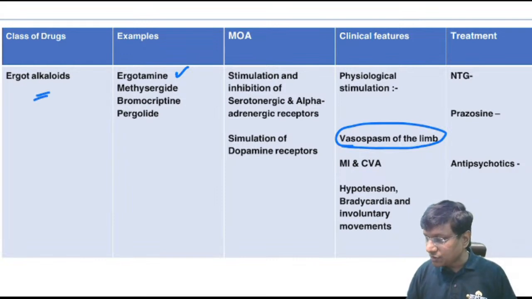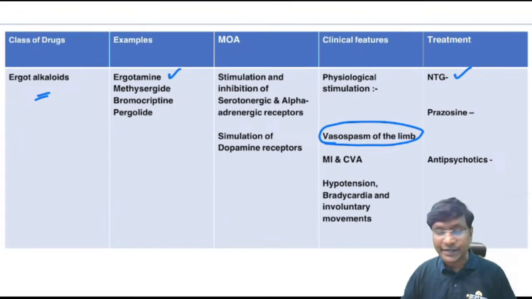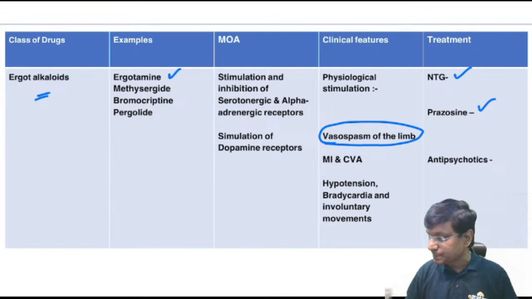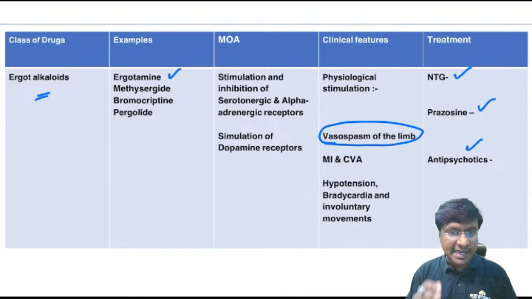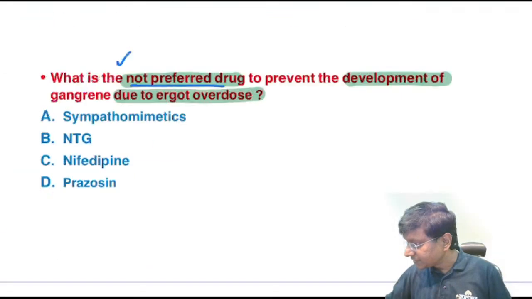Now, for ergot alkaloid overdose, what are the drugs that we can give? We should give the drugs which will inhibit that vasospasm. Nitroglycerin is considered one of the drugs whenever there is severe vasospasm. The other one is prazosin. What exactly is prazosin? It's an alpha blocker, which can also prevent the vasospasm. The other group of drugs will be the antipsychotics. These antipsychotics are given for hallucination as well as movement disorder that occurs because of the ergot alkaloid overdose.